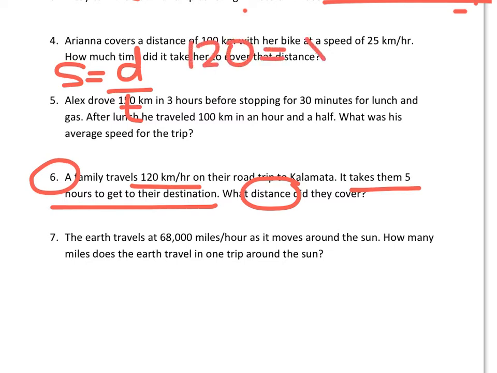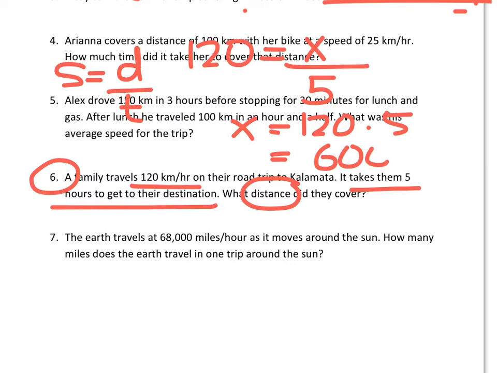The distance is what I'm looking for, so I'm going to replace that with the variable x, that's our unknown. Okay, and we have the time, which is 5 hours. So here to solve for x, we would do x is equal to 120 times 5, and that'll give us 600 kilometers, which is our unit. So again, I've shown my work here. I have my answer with my units.